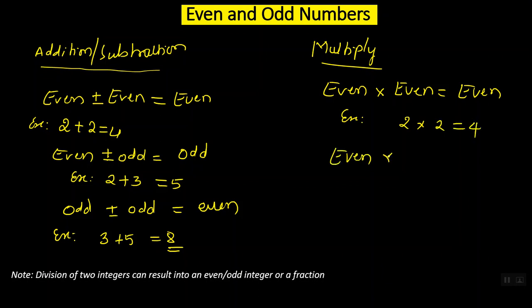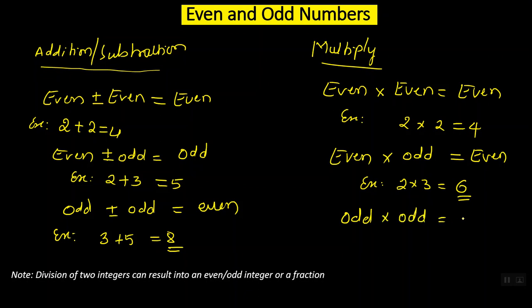An even number multiplied by an odd number, the result is even. Example, 2 times 3 gives me 6, which is even. An odd number multiplied by another odd number, your result is odd. Remember, when we added odd with another odd, we got the result as even, but when you are multiplying two odd numbers, the result is odd. Example, 3 times 5 is equal to 15.